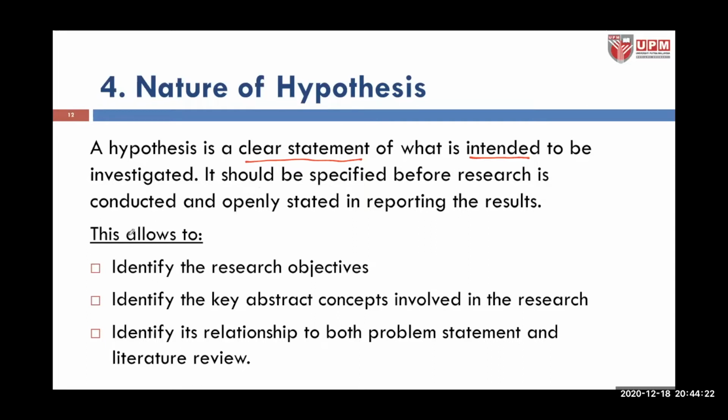By having said that, the nature of a hypothesis will allow you to identify the research objectives. From the hypothesis, you can identify the research objective. At the same time, from the research objective, you can also generate the hypothesis. It also identifies the key abstract concepts involved in the research, and its relationship to both the problem statement and the literature review. So the hypothesis will link the information from your literature review. You have the gap in the knowledge, from there you put up the problem statement, and from the problem statement it allows you to put out the assumption of what's going to happen.